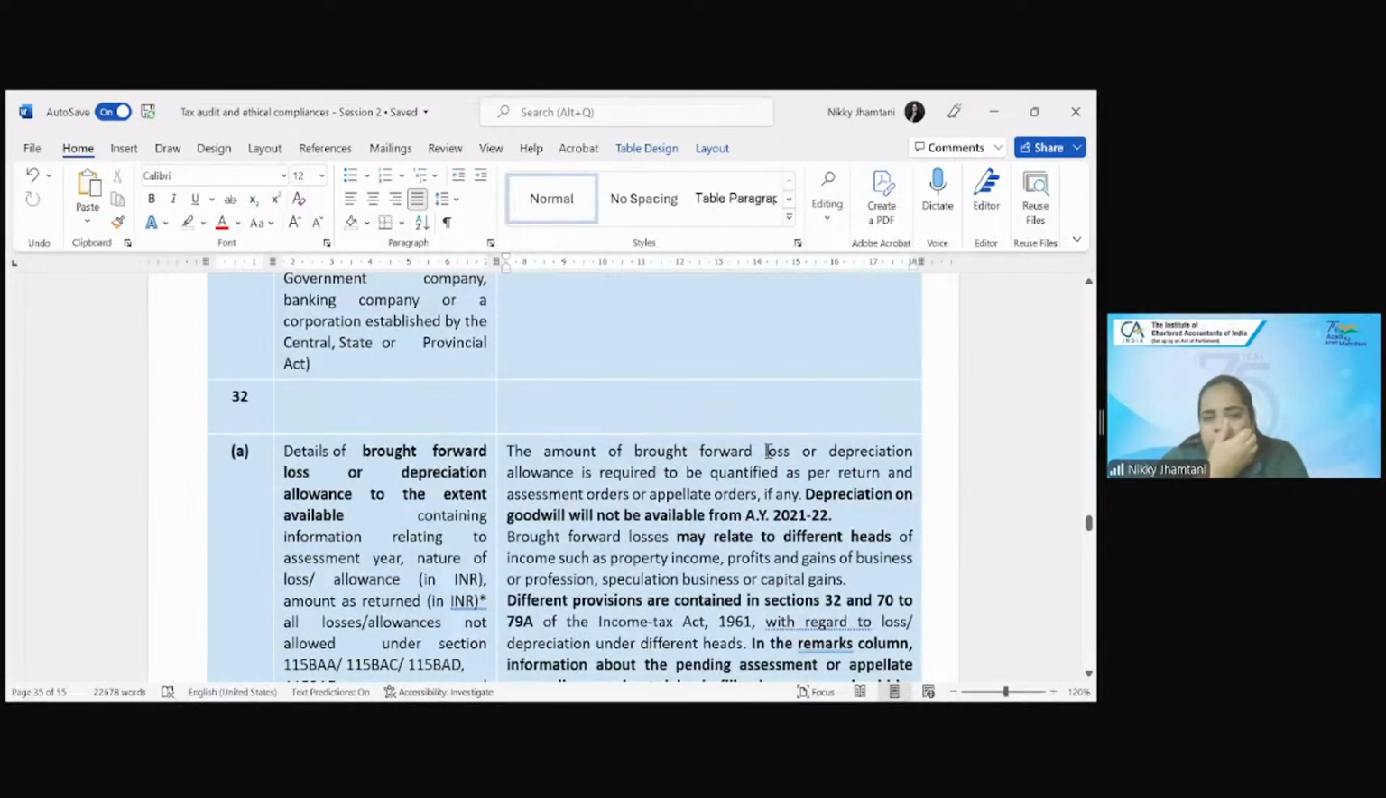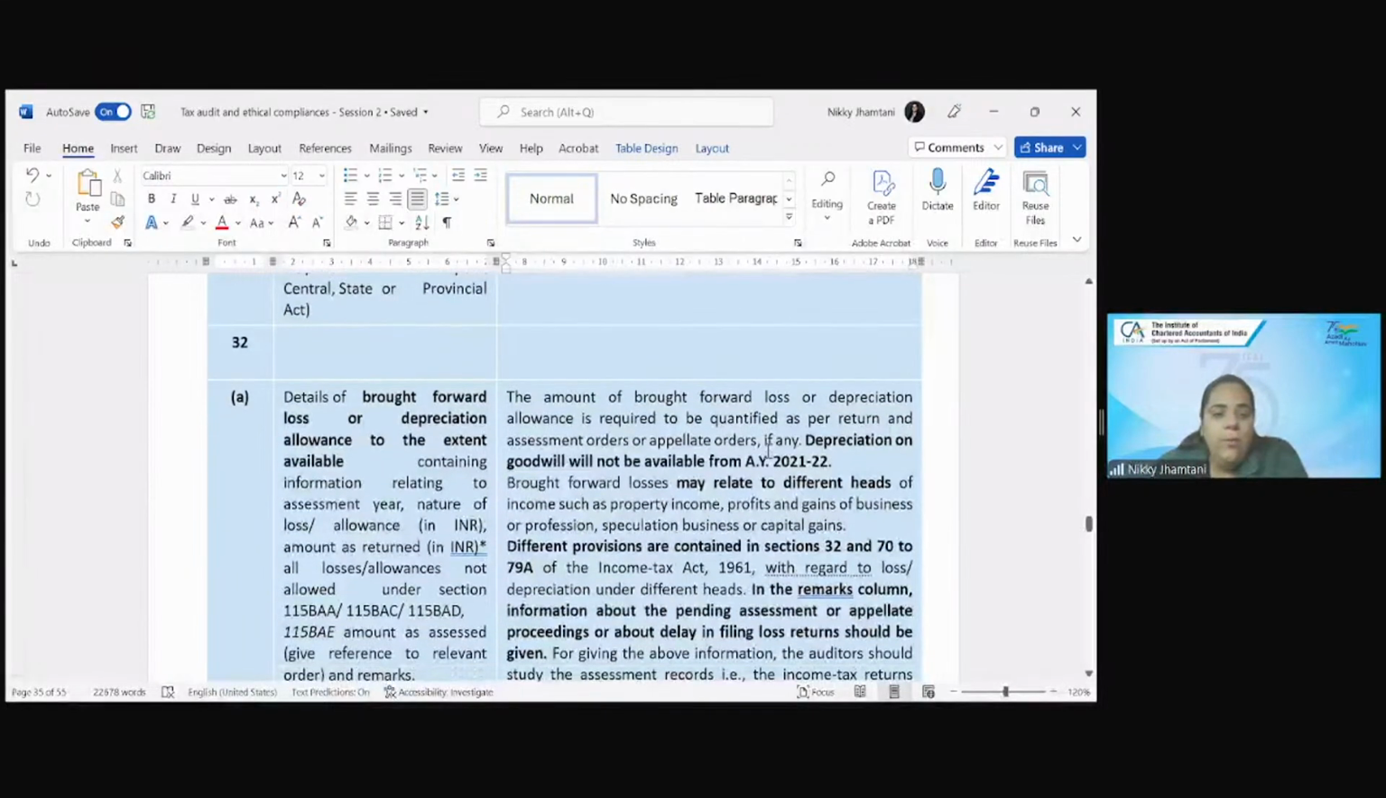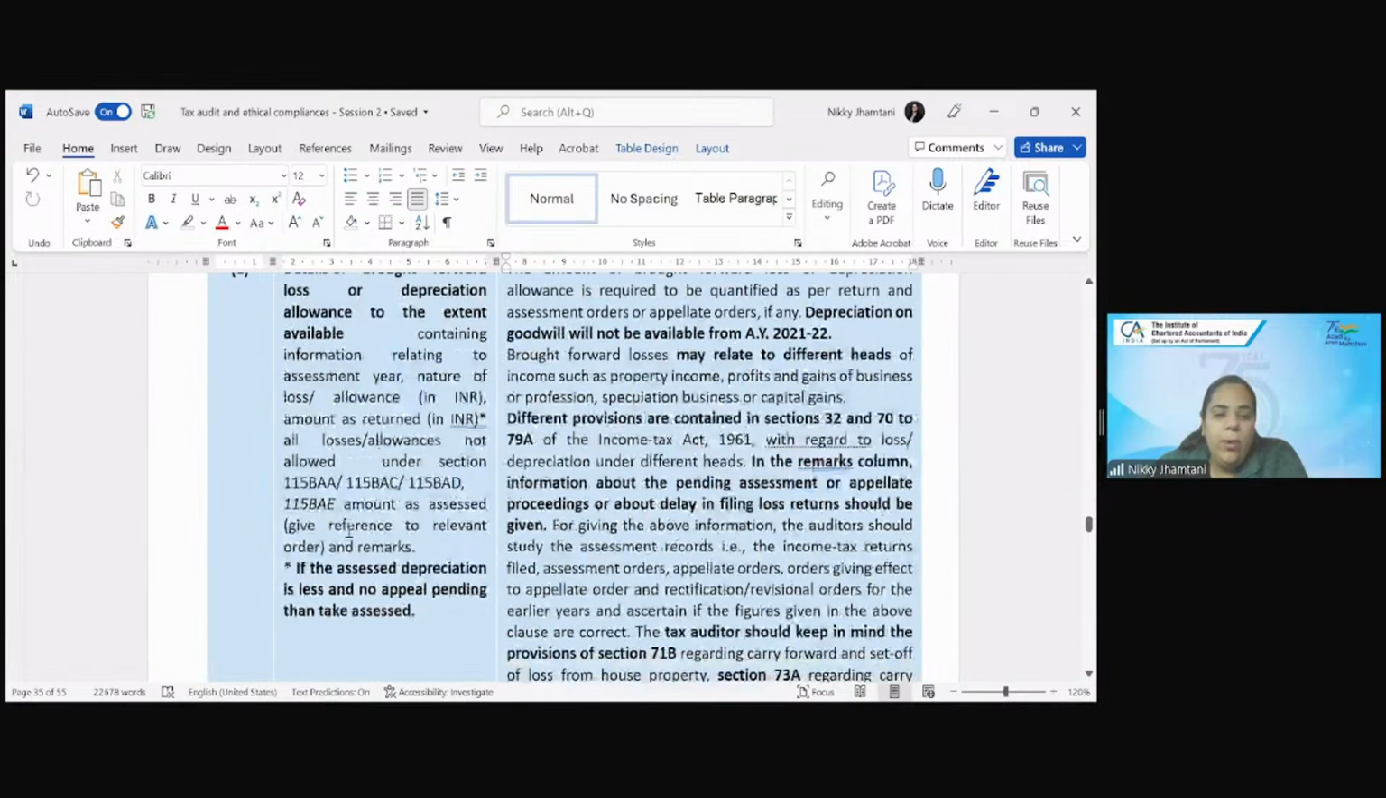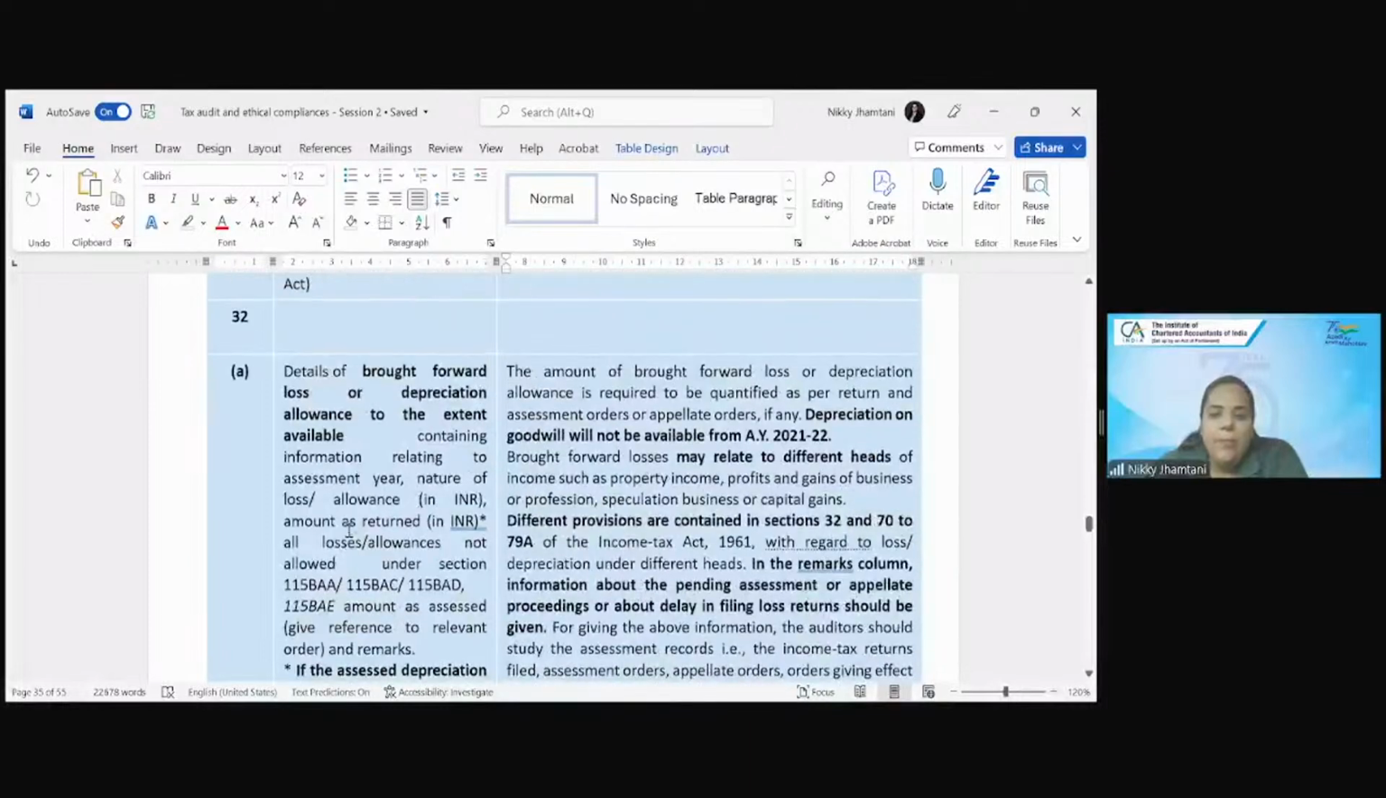Now let's go to clause 32, which is details of brought forward loss or depreciation allowance to the extent available, containing information relating to assessment year, nature of loss or allowance in INR, all losses allowance not allowed under section 115BAA, 115BAC, 115BAD, BAE, amount as assessed, give reference to the relevant order and remarks. If the assessed depreciation is less and no appeal pending, then take the assessed amount. So यहाँ पे basically brought forward depreciation allowance या losses की details देनी है.